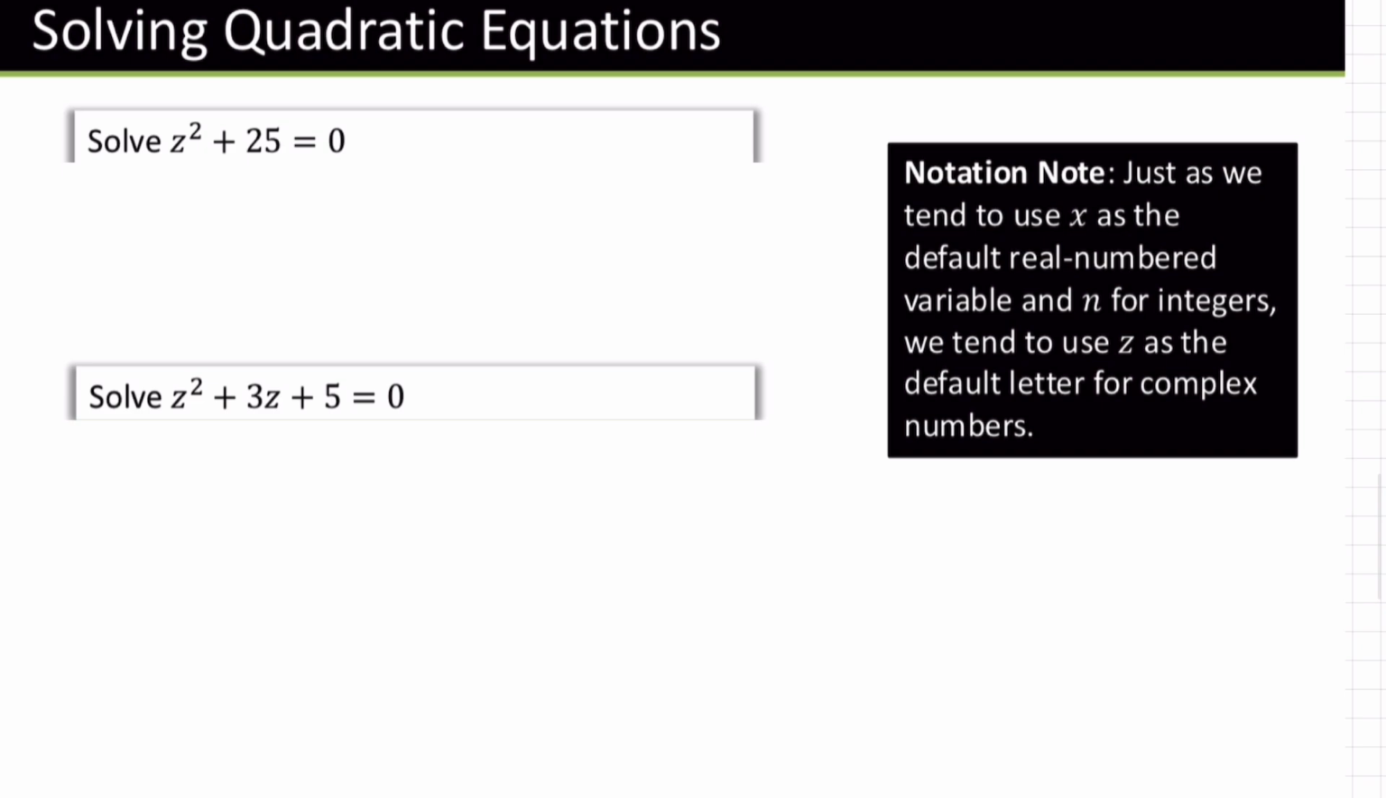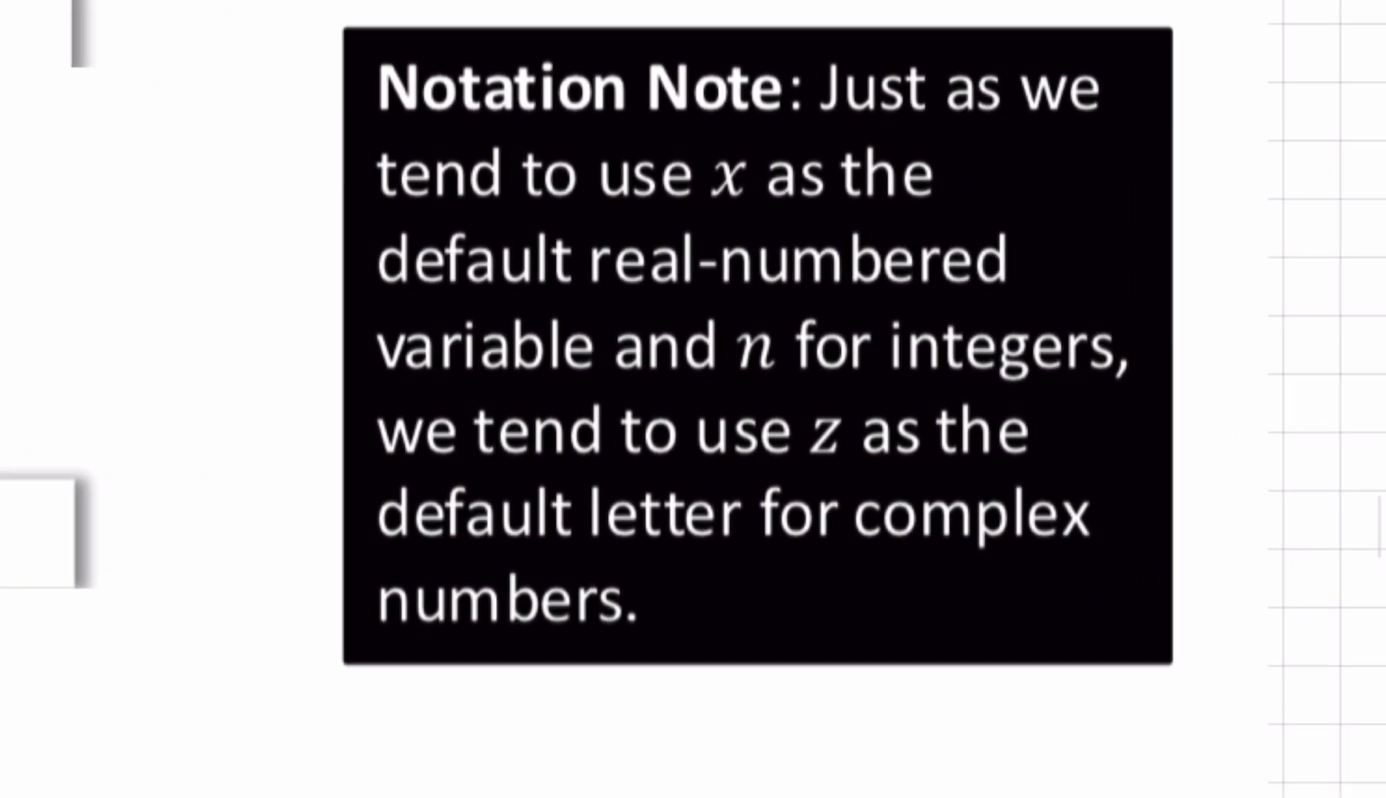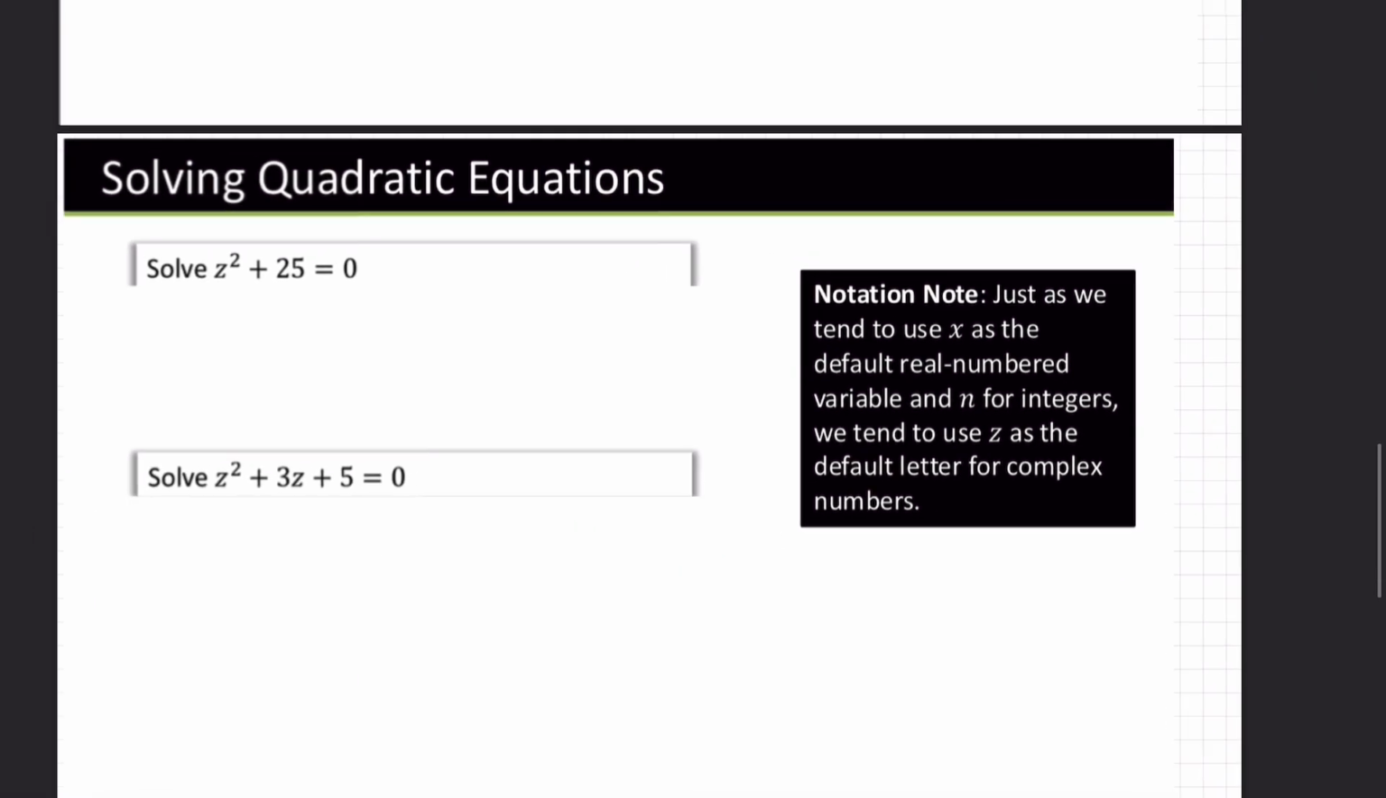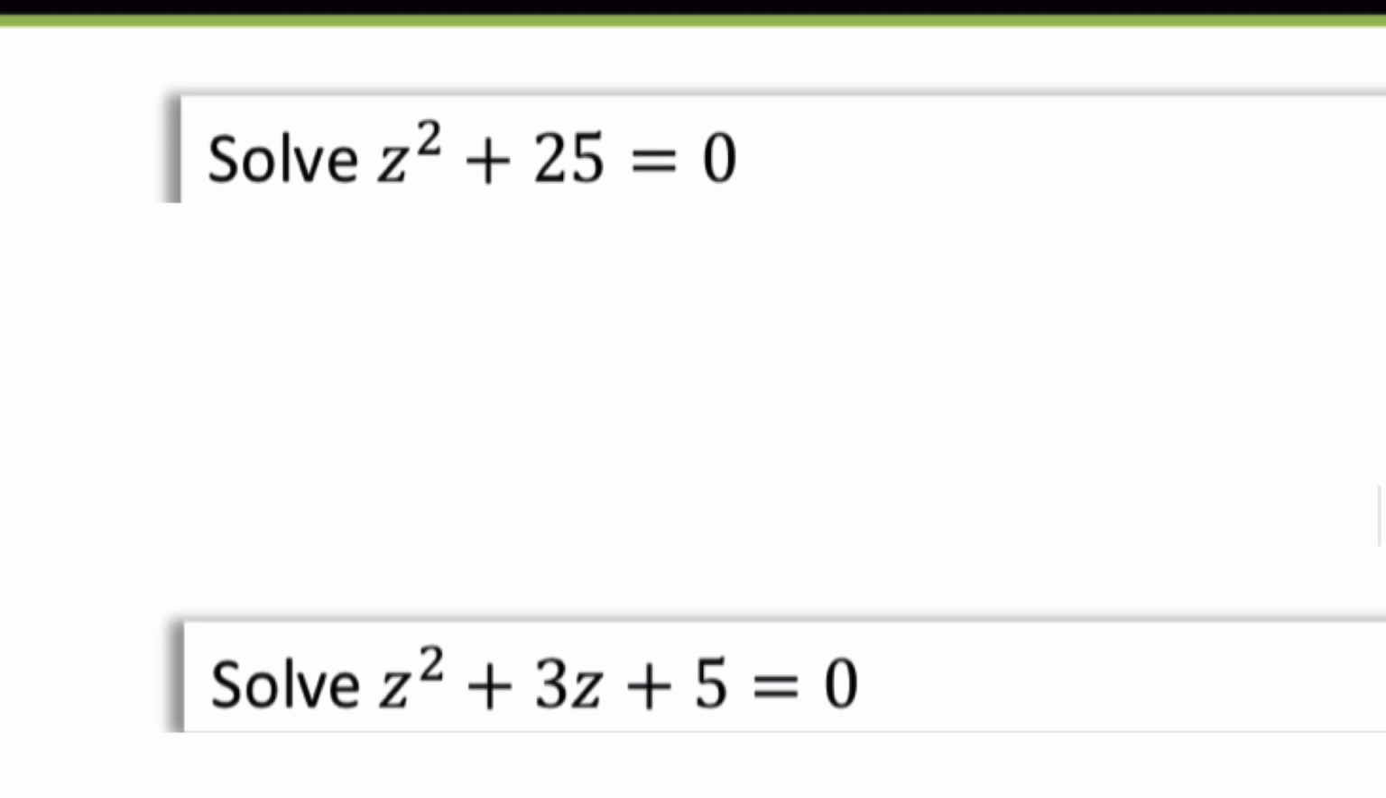So this helps us with solving quadratic equations. Just as we tend to use x as the default real numbered variable and n for integers, when we use complex numbers, we tend to use z as the default letter for complex numbers. So here, z squared plus 25 equals 0. Naturally, at GCSE, we would have no solution, but at further maths A level, z squared equals negative 25.